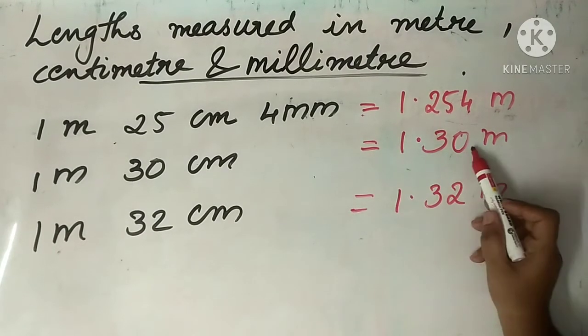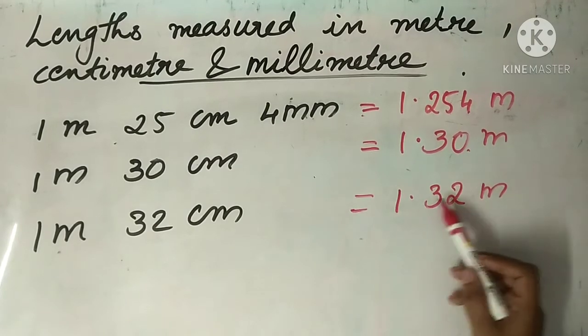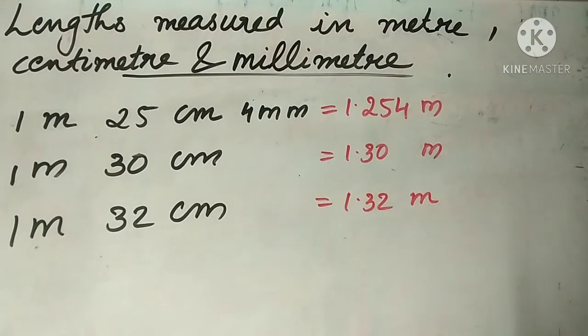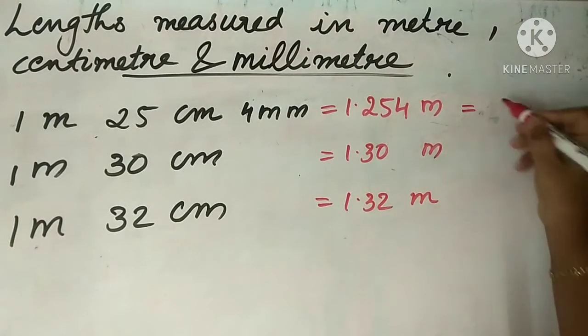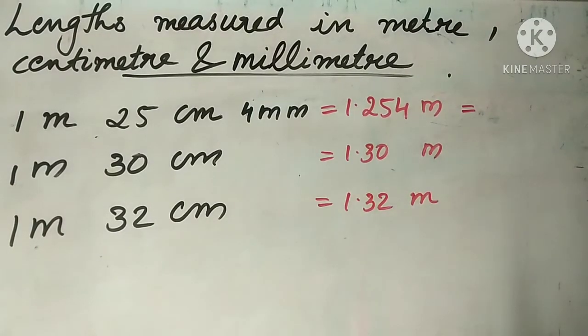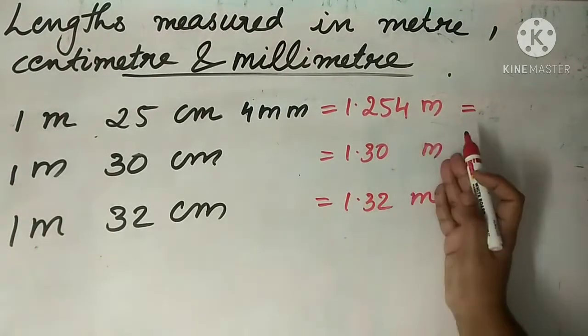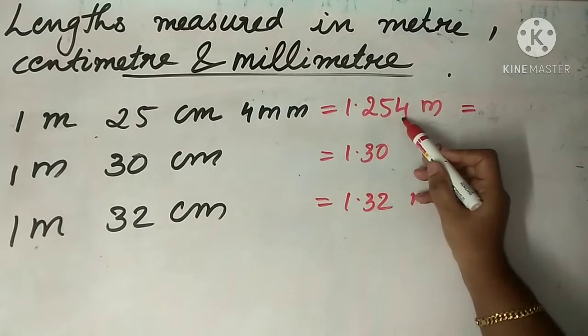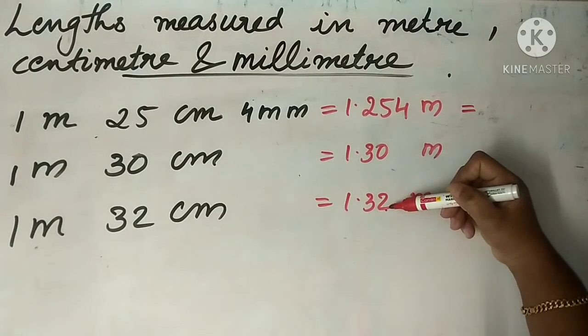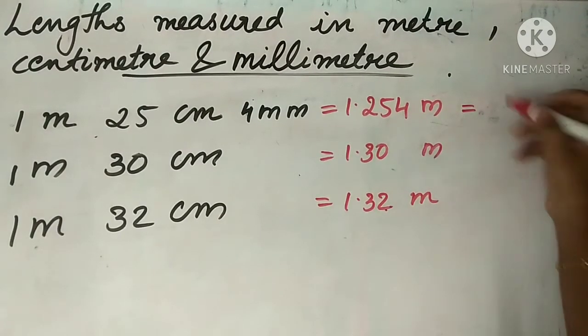Here, after the decimal point, 3 numbers are there. Here, after the decimal point, only 2 numbers. Here also 2 numbers. So, to make them look the same, we will make the numbers after the decimal point 3, because here it is 3 numbers. Let us make these numbers also 3 numbers after the decimal point.